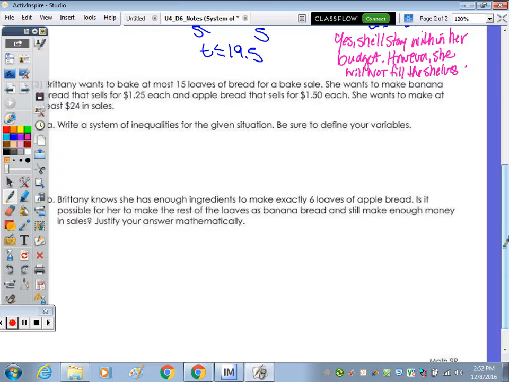All right, number 3. Brittany wants to bake at most 15 loaves of bread for a bake sale. She wants to make banana bread that sells for $1.25 each and apple bread that sells for $1.50 each. She wants to make at least $24 in sales. So I'm going to let A equal the number of apple loaves and B the number of banana.